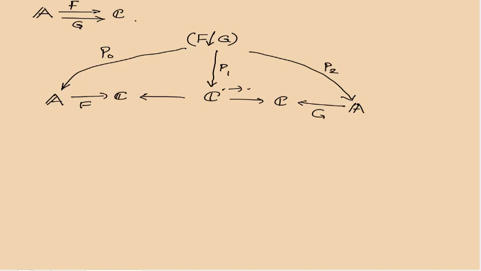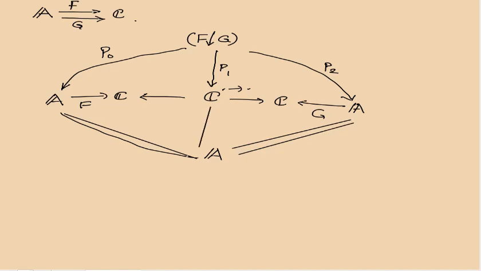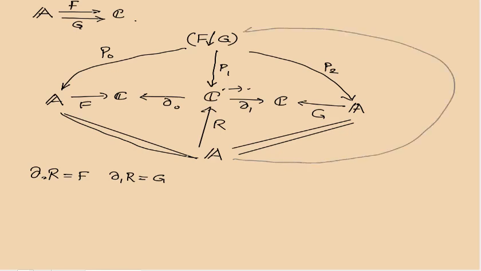Now I take a very, very special case. So I take a functor, which is the identity functor on A, and the identity functor here and a functor here with the property that partial 0 R is F and partial 1 R is G. Then I know that there exists this exactly, giving me that unique functor with this. But let us see. What is this?